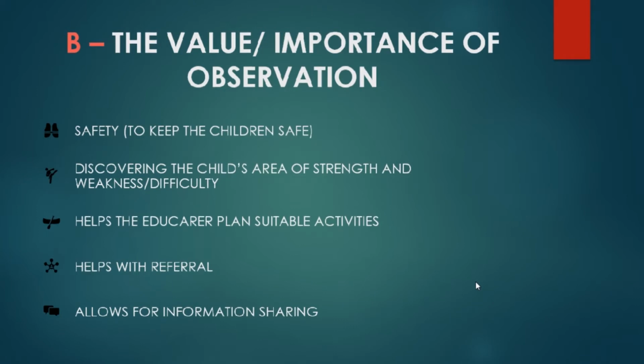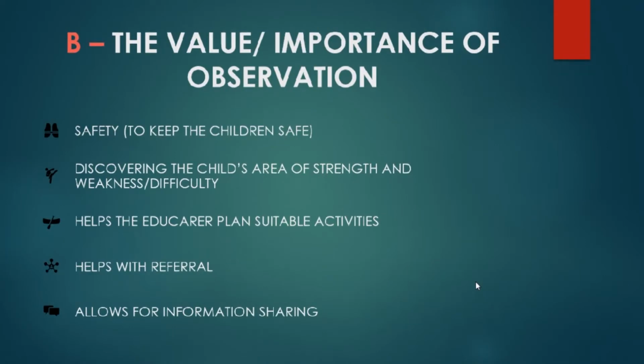It also helps with referral. While you are observing the child, you are able to see the limitations of the child, or also where the child excels. Therefore, if you need to refer the child for remedial purposes, your observation report, your observation chart, will be able to help you to refer the child to a relevant specialist.